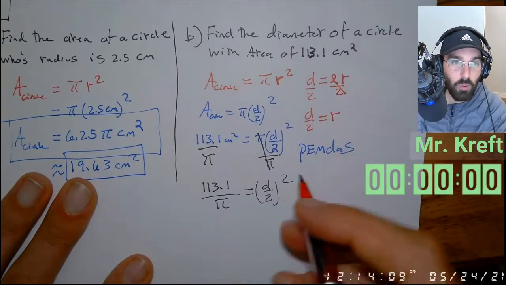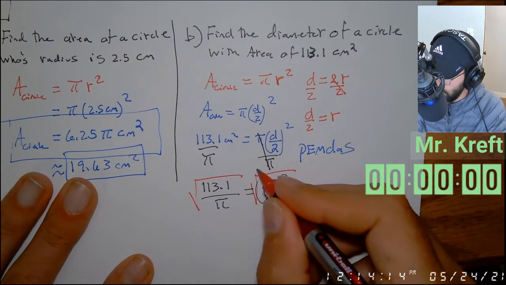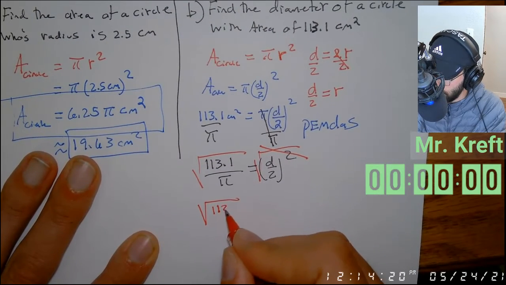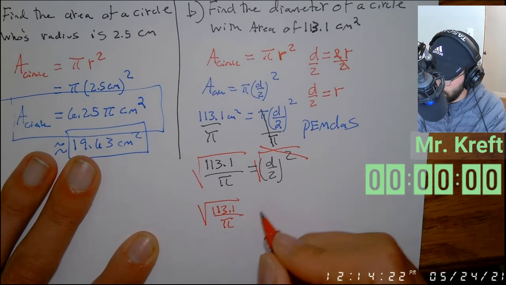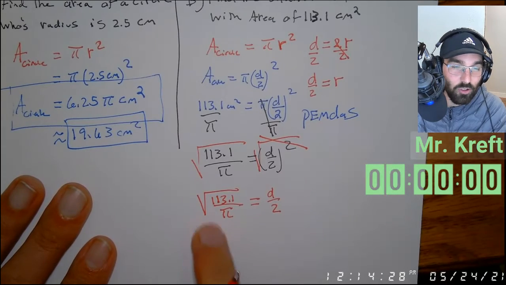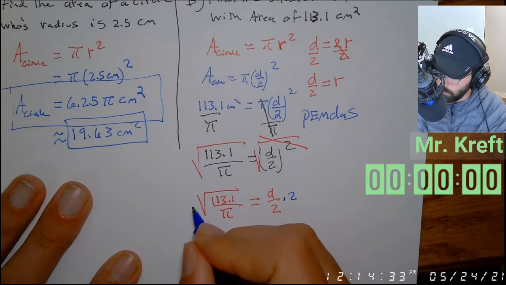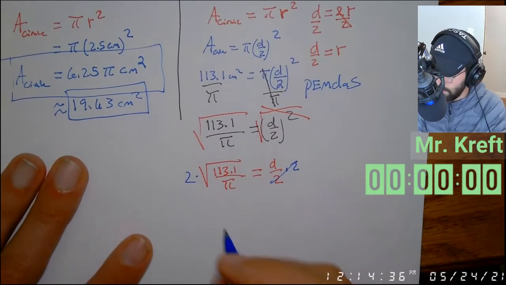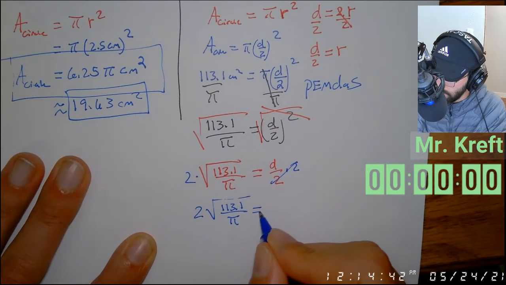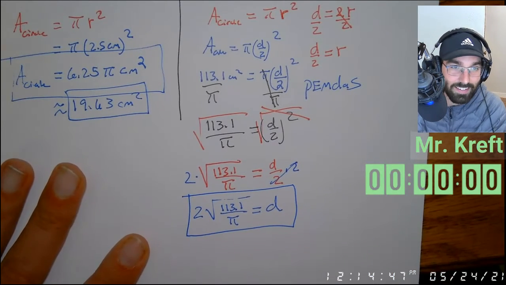Then, only then, are we going to want to get rid of the square. So I'm going to square root both sides like this. That's going to go away. Now, normally we'd have a plus or minus, but we don't care about the plus or minus when we're finding a length. Again, don't type this into a calculator. Way too much work. Okay, so I want to get the 2 off the bottom, so I multiply by 2, and I get 2 times the square root of 113.1 over pi equals the diameter. And that is my exact answer.